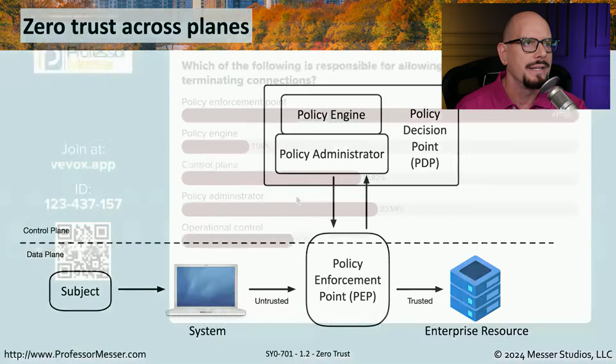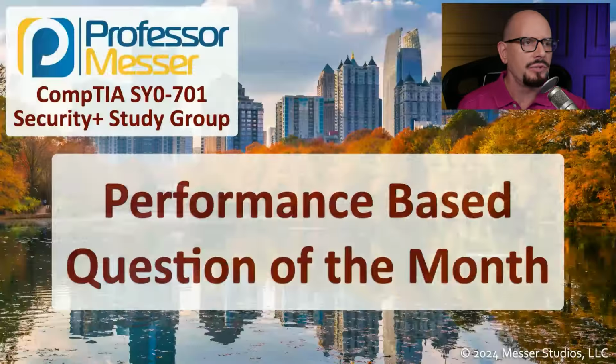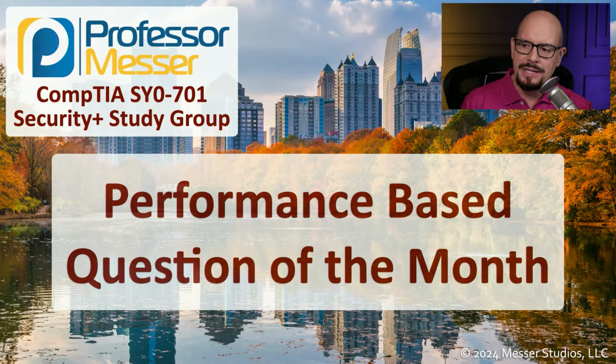Policy enforcement point is what we were looking for. That is the right answer, and that's the one that ultimately decides what is allowed, what is monitored, what is terminated. It's the one doing all the hard work and making that happen. That is the part of that entire structure that is responsible for allowing and disallowing those connections. So that is the answer that we were looking for, policy enforcement point, and 41% of you got that one absolutely correct.